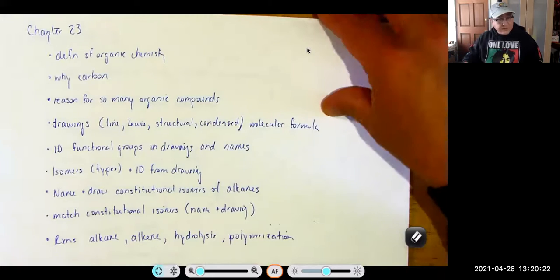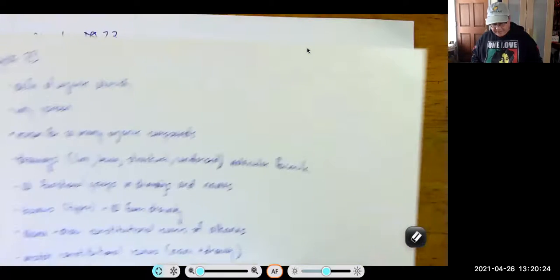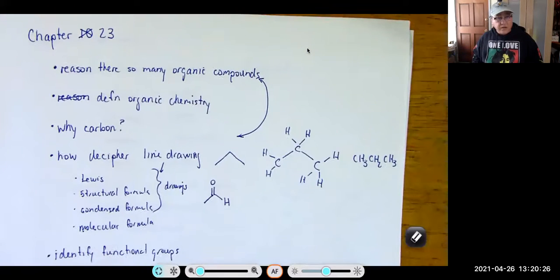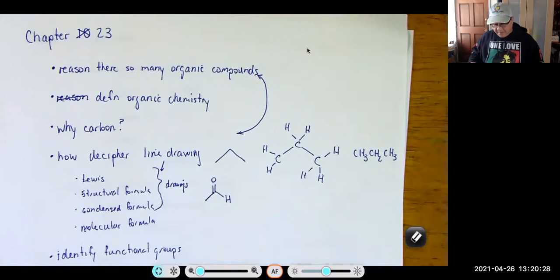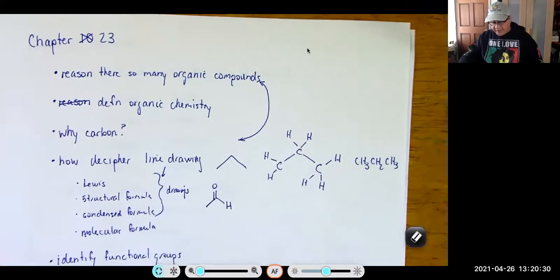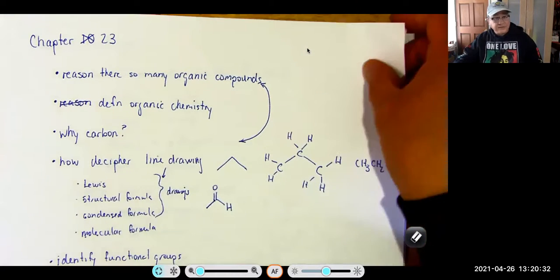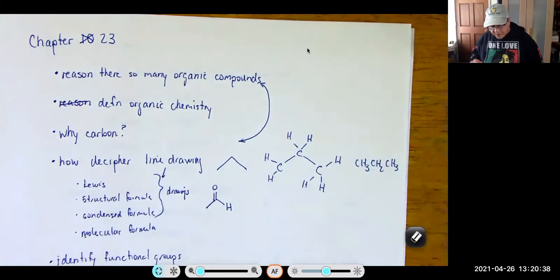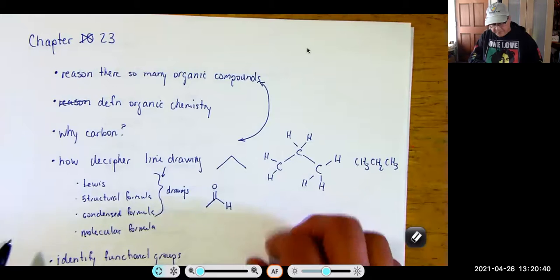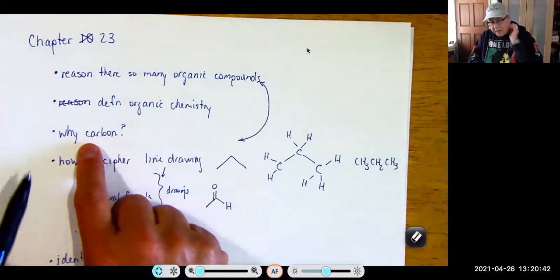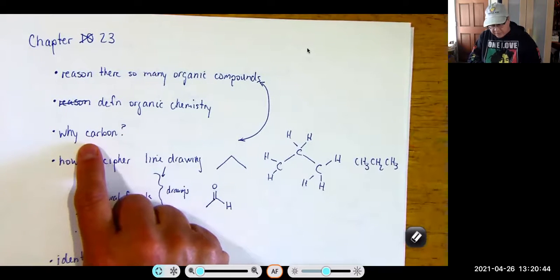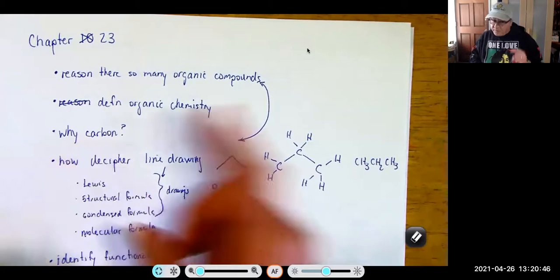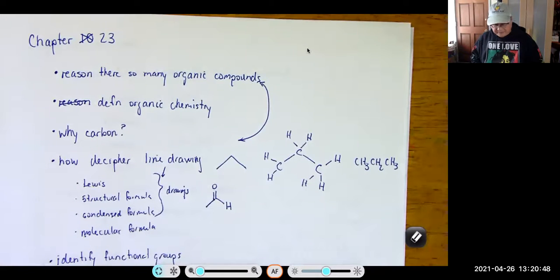So just for a little more in depth, when we talk about the reason for so many organic compounds, it's basically because they're made out of living organisms. 20 million different species of organisms are going to make a lot of different compounds. And those compounds are made out of carbon. So why carbon? Why is carbon so interesting and the chemistry of carbon so interesting? Well, watch the videos and you'll find out.